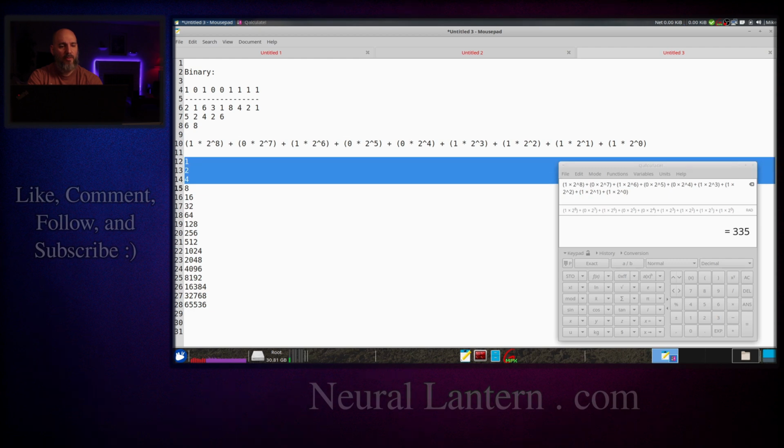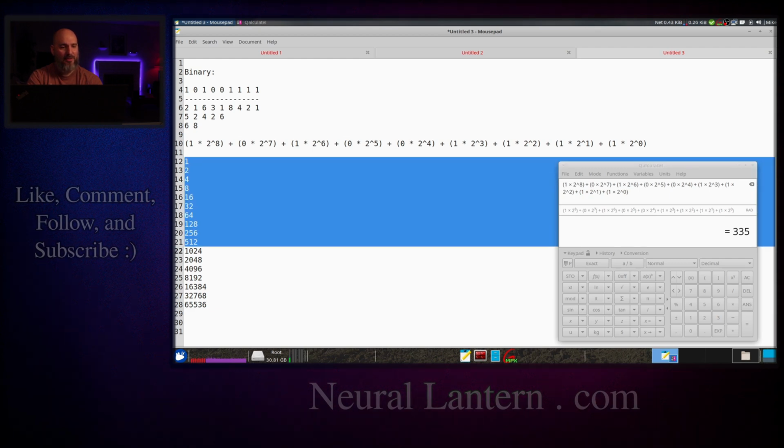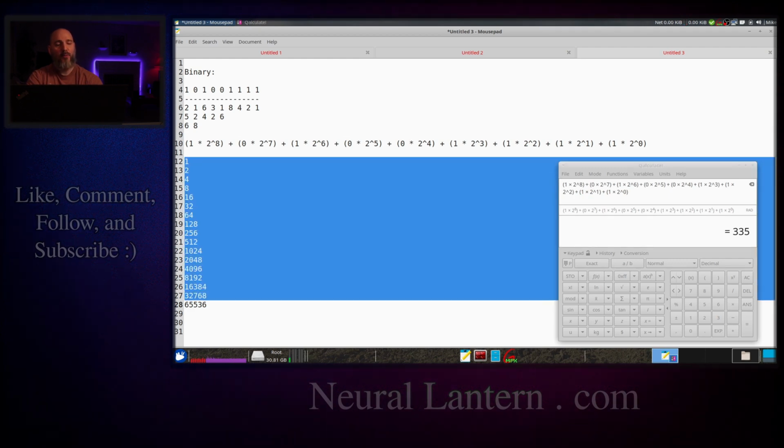1, 2, 3, 4, 5, 6, 7, 8, 9, 10, 11, 12, 13, 14, 15, 16. Right here, 16. That'll give you 2 bytes worth of memorization or a word on many systems.